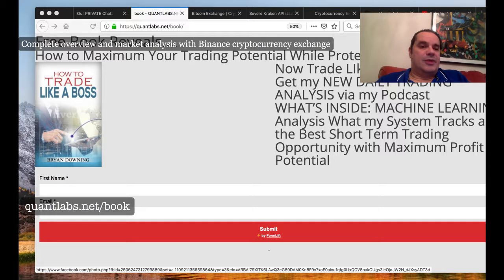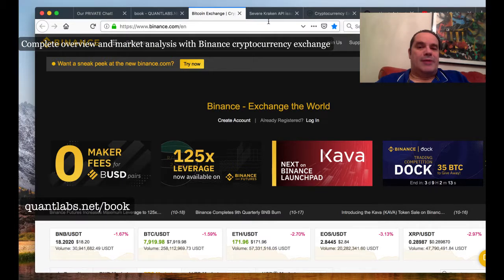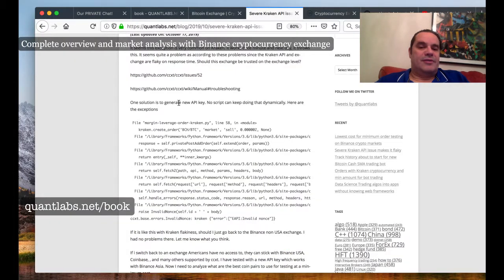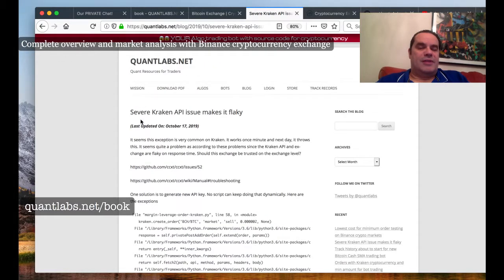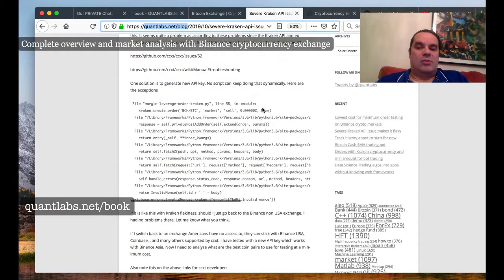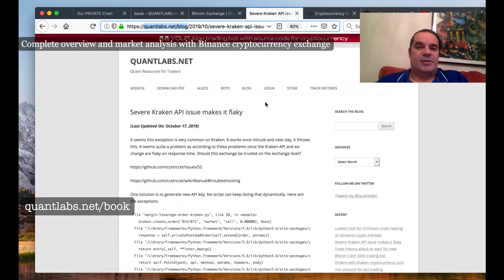So I'm going to talk about a few things here. Looking at moving back to Binance. I've been experimenting with it for the last day. The reason is, if you come to the blog, quantlabs.net/blog, you'll see this severe Kraken API issue that makes it flaky and makes the whole API experience not too good.